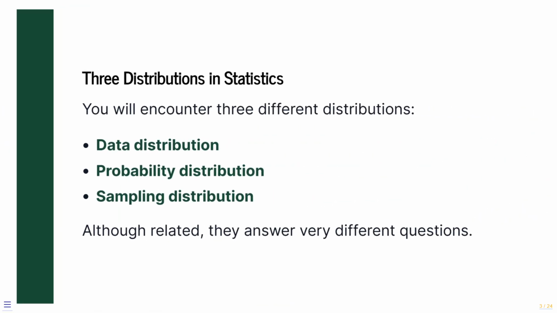In statistics, you will regularly encounter three different kinds of distributions. These are the data distribution, the probability distribution, and the sampling distribution. Although they are closely related, they answer very different questions and operate at different conceptual levels. Students often mix them up, so it is important to clearly separate them in your mind. As we move forward into inference, keeping these distinctions straight will help you understand why many statistical procedures work the way they do.